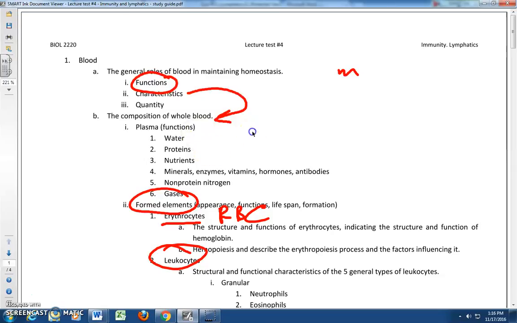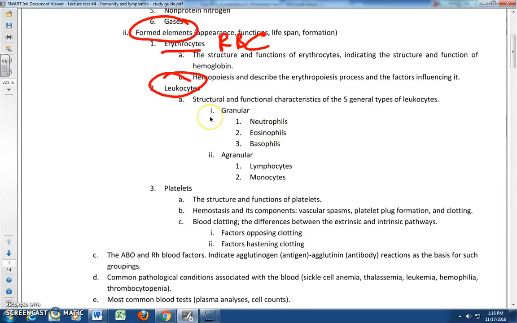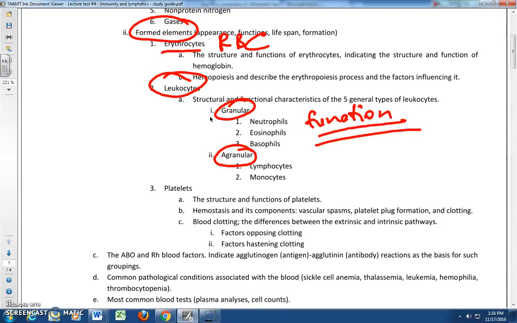Leukocytes. I give you the list here of what you should know. Granulocytes, agranulocytes. For each, function, of course, is the main one. Know what they protect for. If I ask you, monocytes, do they phagocytose? What would you say? Monocytes? No, they have to become macrophages first, right?